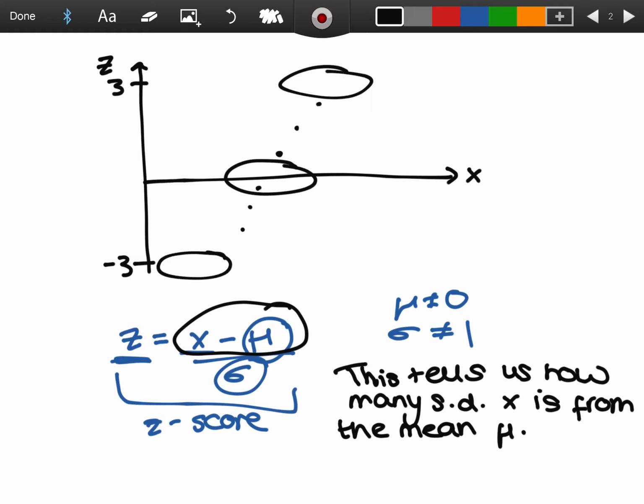Okay, remember x minus the mean. If x is close to the mean, then this numerator is going to be close to 0. 0 divided by anything is still 0. So I know that I'm going to have more data points that have a z-score closer to 0 than those that are further away at 3 or negative 3. Okay, more of my data points are going to be around 0 and few of them are going to be out towards 3 and negative 3.